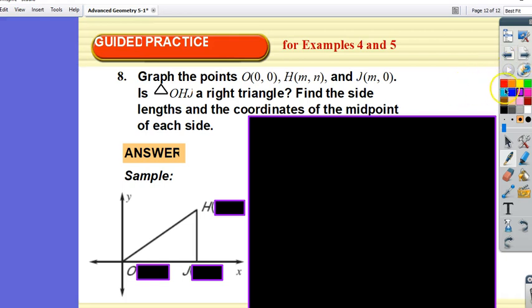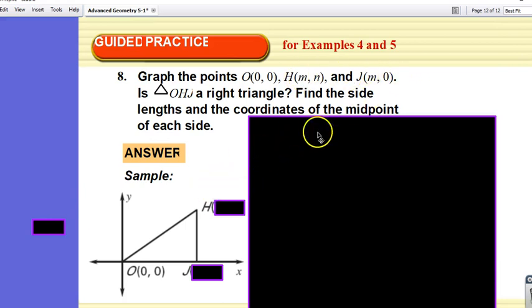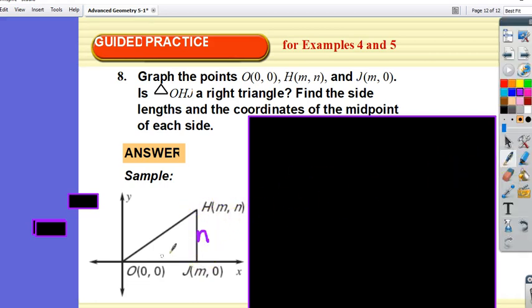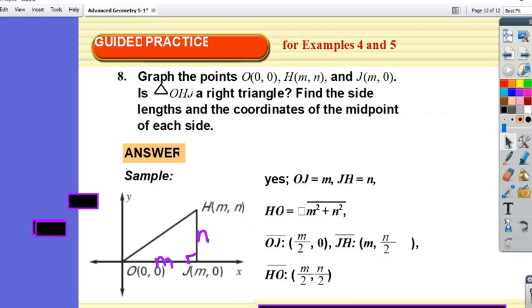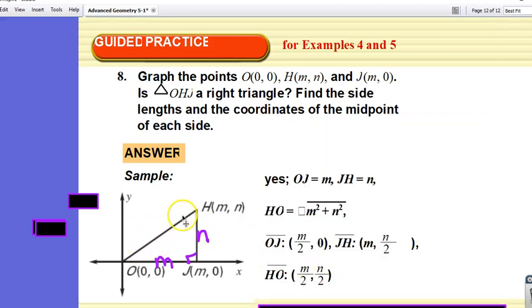All right, so graph the following points. So O is at 0, 0. J is at M, 0, so you go over to M, up nothing. And then this would be over to M, up something. They're calling it up N. Stay put, guys. So you graph that. And then they want to find the side lengths. Well, here, this length, you're going up to N. So this is a length of N, right? Over here is a length of M. And then you can do Pythagorean theorem. M squared plus N squared, square root, right? So HO is going to be M over 2 comma N over 2.